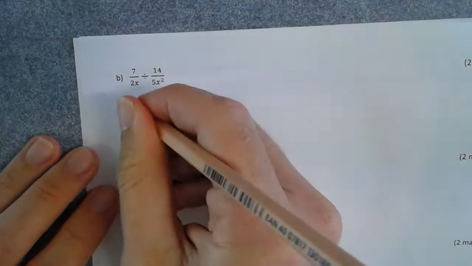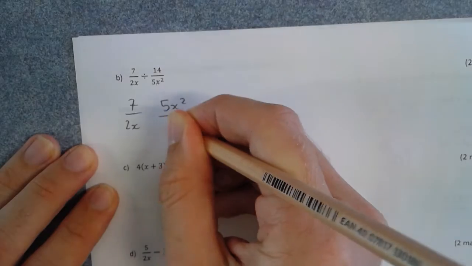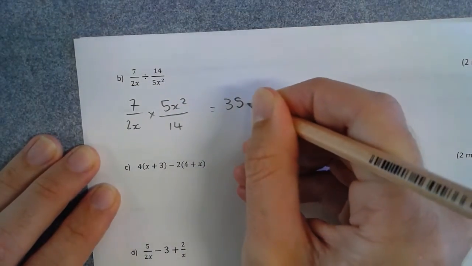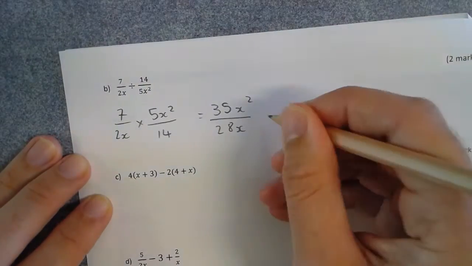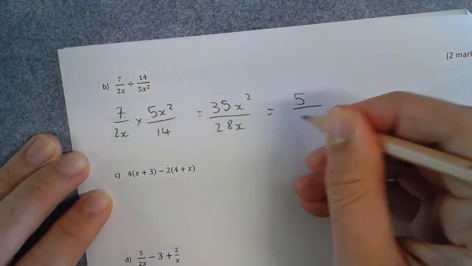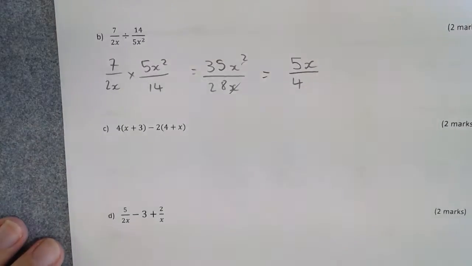Alright, B. So we're dividing. When we divide, we keep the first, flip the second, and then change it to multiply. Times the top through, you get 35x squared, times the bottom, and you get 28x. Now you can divide both of these by 7 to get 5 over 4. Cancel out one of the x's, you get 5x over 4.